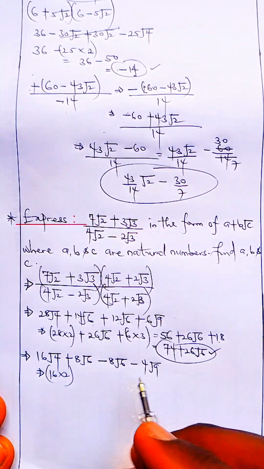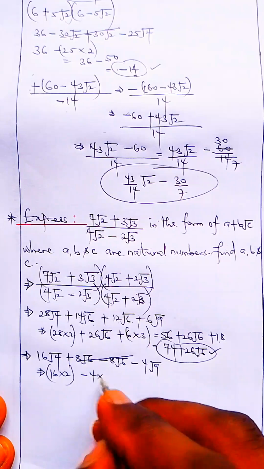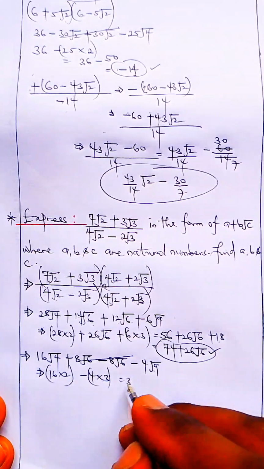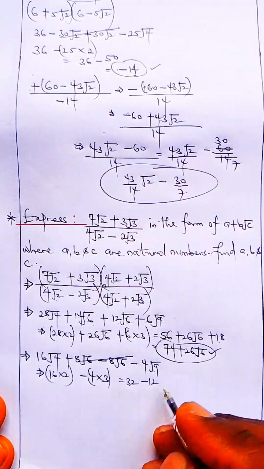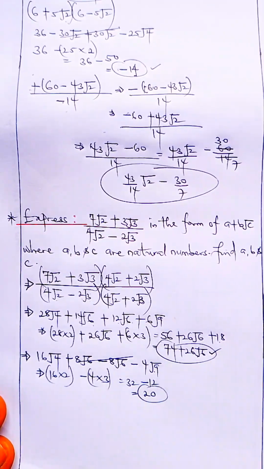So 8 root 6 minus 8 root 6, they take out each other. So minus 4 times square root of 9 is 3. So 16 times 2 is 32. Minus 4 times 3 is 12. 32 minus 12 is 20. So we've gotten the denominator, so we're set.